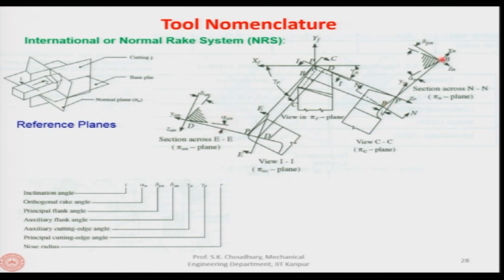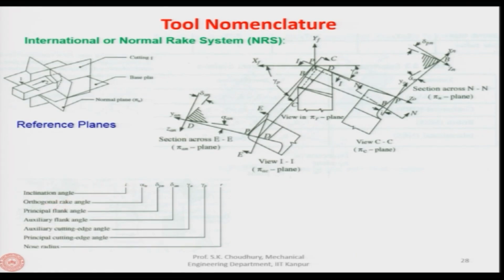One of these angles, for example, here we have the normal rake, okay. Here we have the inclination angle, which is also related to the rake face, and here we have the auxiliary normal rake angle. So, in the nomenclature the auxiliary normal rake angle is not taken, and the sequence given in the tool nomenclature adopted in the normal rake system, international or normal rake system, is this. Initially, first we have the inclination angle. This is actually the normal rake angle, it is not orthogonal rake angle. I am sorry, you can correct it.